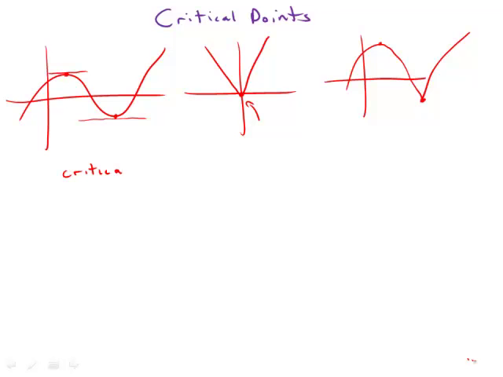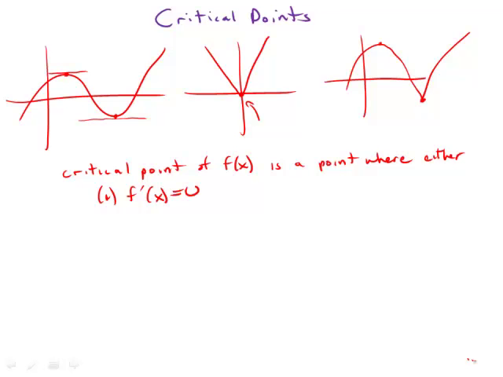A critical point of f of x is a point where one of two things happens, where either a, f prime of x equals 0, or b, the derivative does not exist. And so either one of those makes it a critical point, having a derivative equal to 0 or a derivative that does not exist.